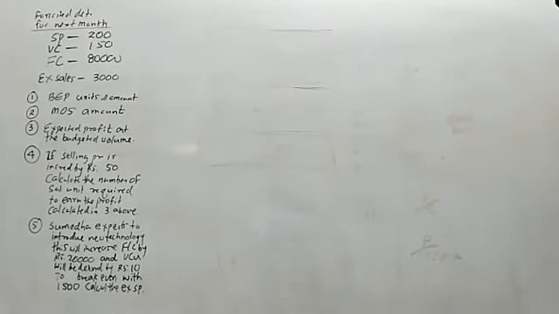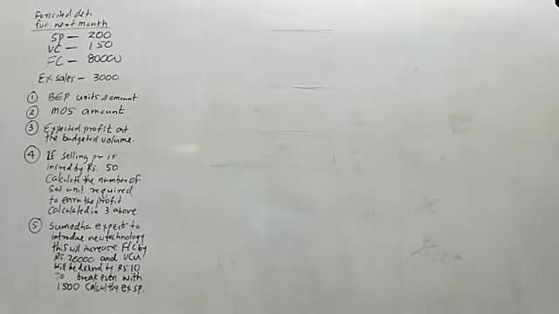Now, to earn a certain profit, fixed cost plus required profit divided by contribution per unit. So the fixed cost is 80,000. Expected profit 70,000. Contribution per unit 100. Is it 1,500 units? Yes.